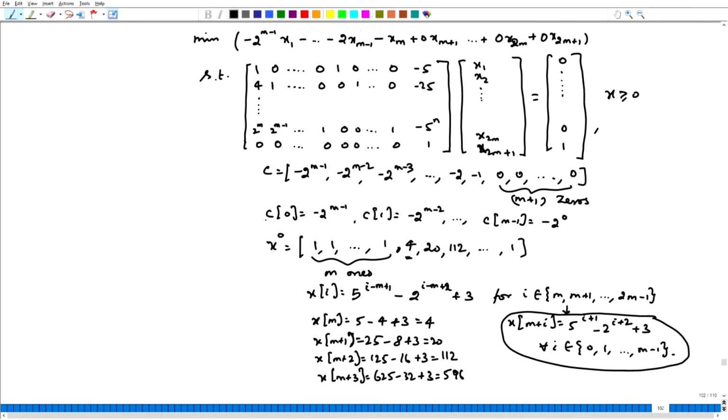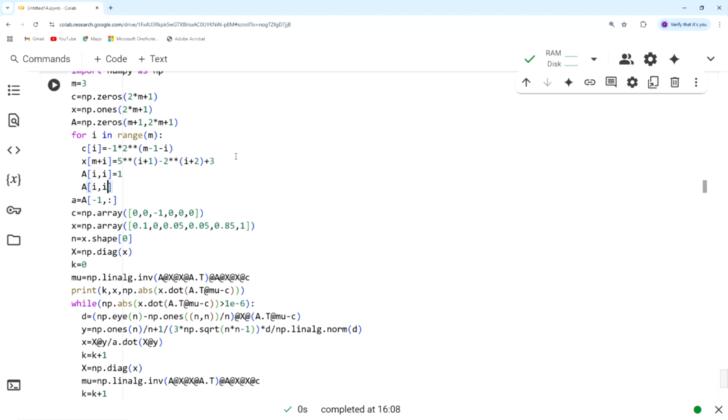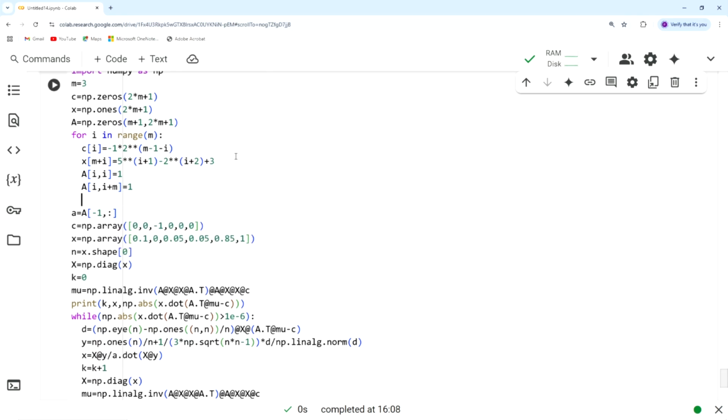So, I have written down C and X in general for all values of m. But for A, we have to struggle to some extent. So, the m plus 1th row we will write later, because we just have to replace one entry by 1. We will concentrate on the other entries. So, we will first put this diagonal as 1 and this diagonal as 1. So, that will be A of I comma I is 1 and A of I comma I plus m is also 1. Those two diagonals are done.